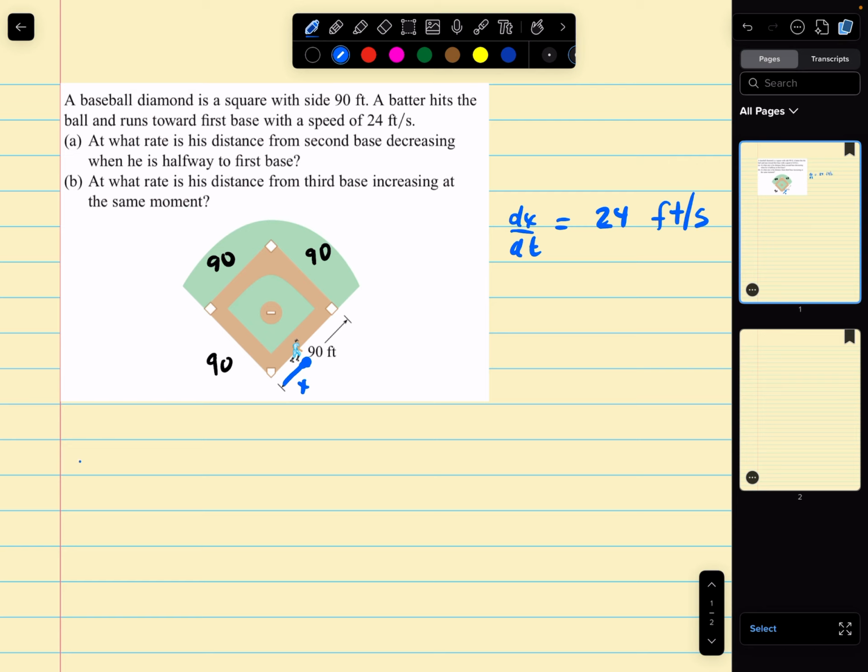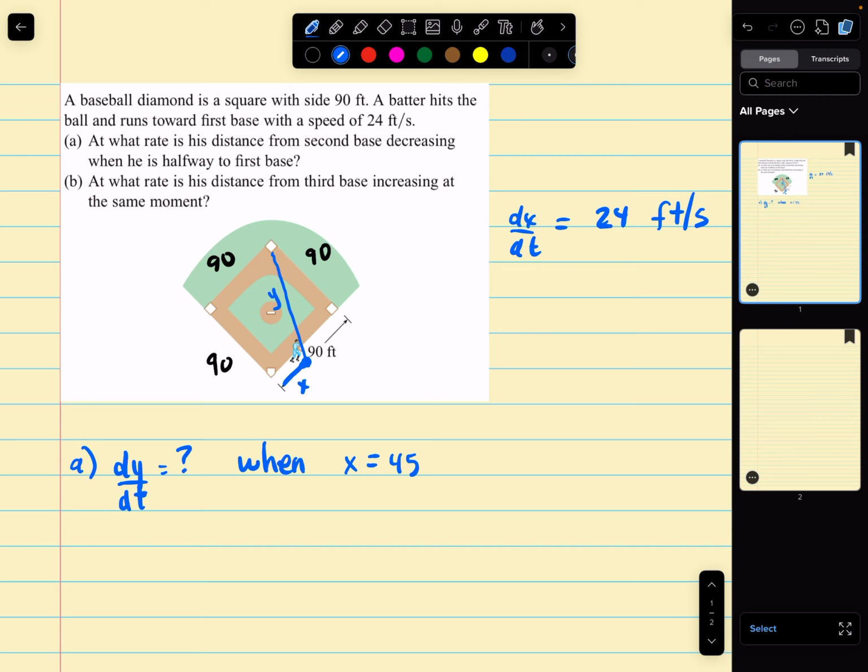In part A, we are looking for at what rate is his distance from second base decreasing? So this is going to be his distance away from second base. So if that's y, you're looking for dy/dt, which should be negative if it's decreasing, when, and it's a moment in time, he is halfway to first base. So when x is 45.